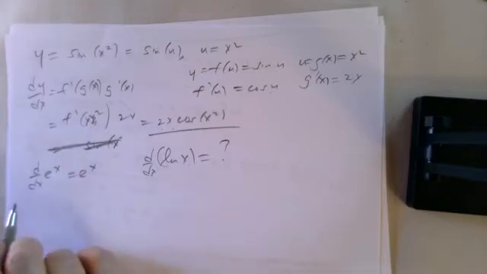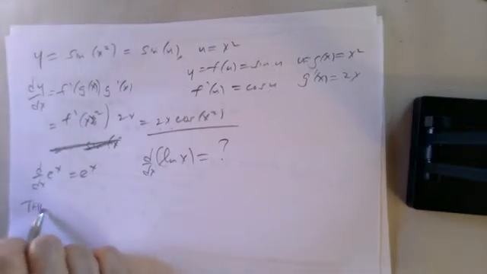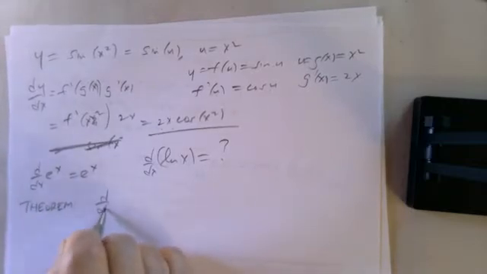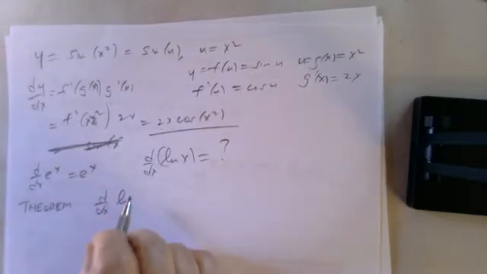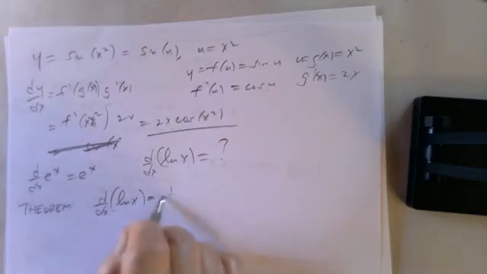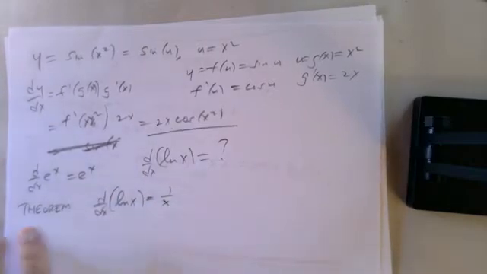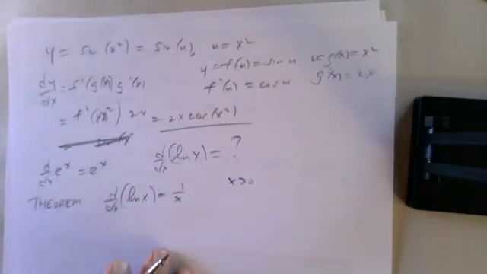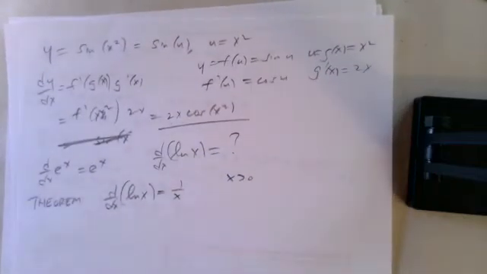This is a very important fact. It should be a theorem, but I'm not sure that it is. The derivative of the log of x is 1 over x. Of course, you know this is only defined for x positive, because the logarithm is only defined for positive numbers. So the derivative of the log of x is 1 over x.